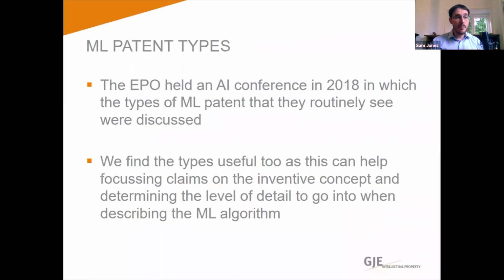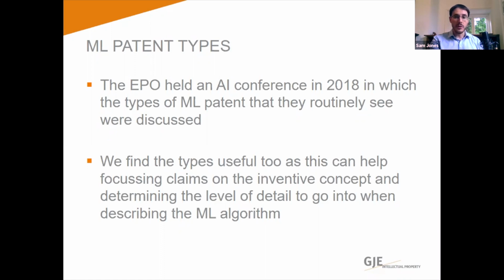So the EPO held an AI conference in 2018 in which types of machine learning patent that they're routinely seeing were discussed. And they very helpfully provided an indication of the different types that they're seeing. And we've been finding this very useful as it really gives a framework in which you can focus your claim drafting to make sure that you're covering the correct parts of the inventive concept. And also, it really does inform the level of detail in which you should go into describing the machine learning algorithm in a description of the patent application.